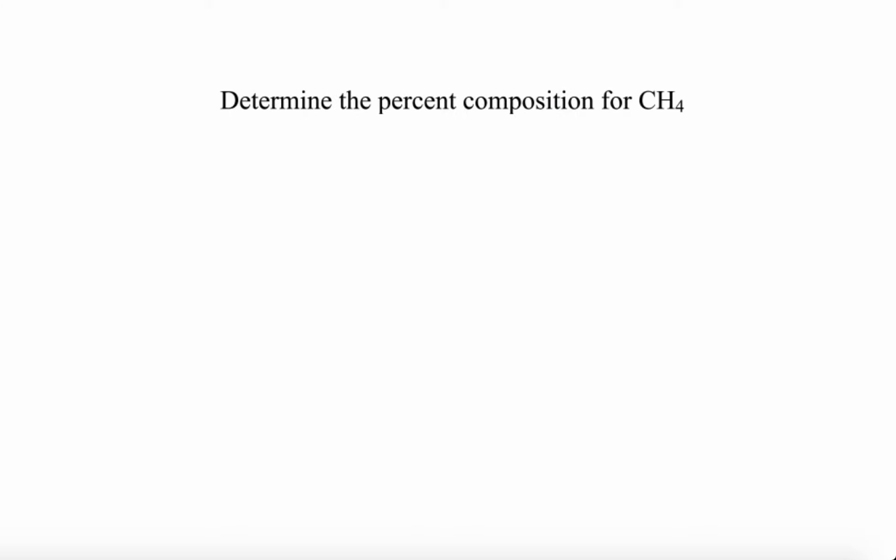Okay, so let's take a look at this example of CH4. We want to determine the percent composition of CH4, meaning that we're going to find what percentage each element of CH4 contributes to the entire molecule. So the first step is to determine the molar mass of methane, CH4. Carbon has a mass of 12.01 grams per mole.